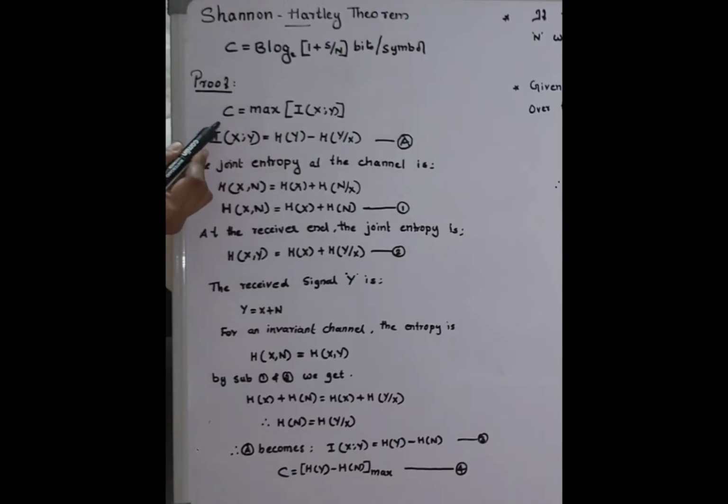We start with the capacity C is equal to the maximum of I of X semicolon Y, that is, the maximum of the mutual information. Now, we have the equation for mutual information as I of X semicolon Y is equal to h of Y minus h of Y by X. This is the equation for mutual information. Now, we consider the joint entropy at the channel.